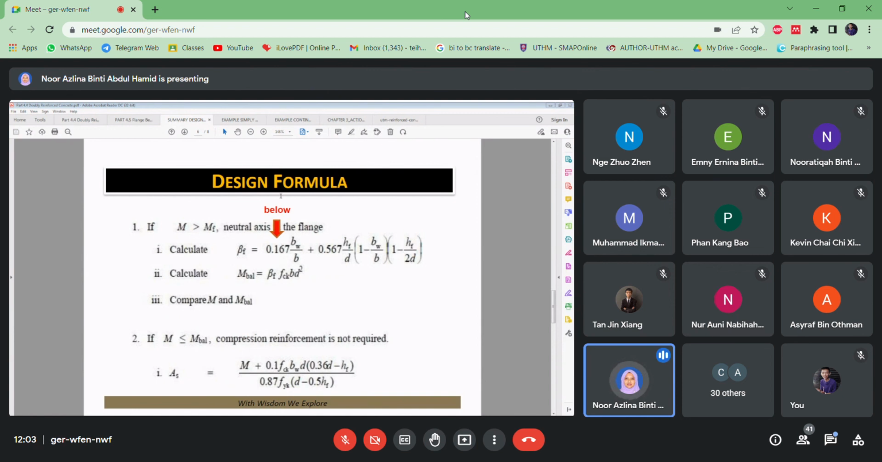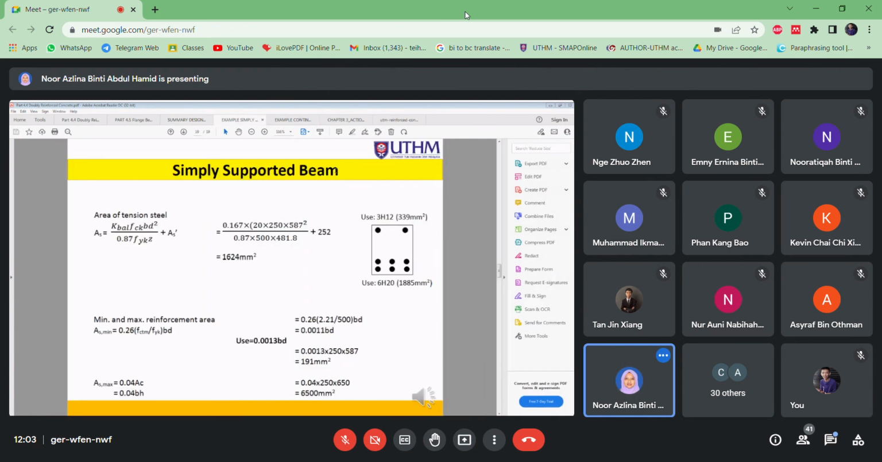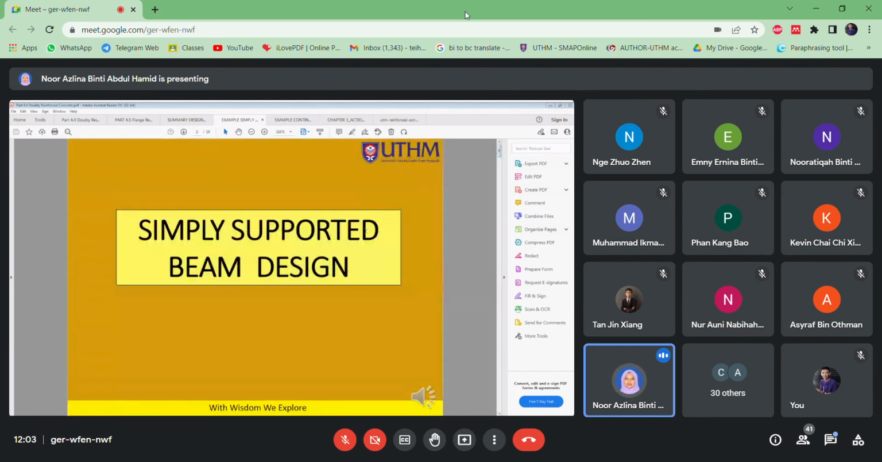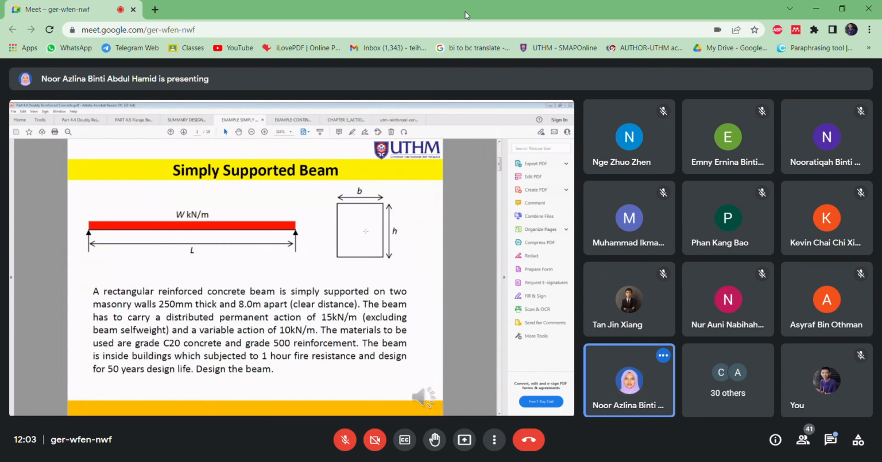Dalam author juga ada masukkan contoh-contoh. Okay, contoh-contoh calculations lah. I will not go through. So I leave it to you. Kalau semua nak kena tunjuk in detail, so you tak ada effort nanti nak fahamkan. Kalau you dah tengok tak faham, tanya. Okay, so this is example for simply supported.